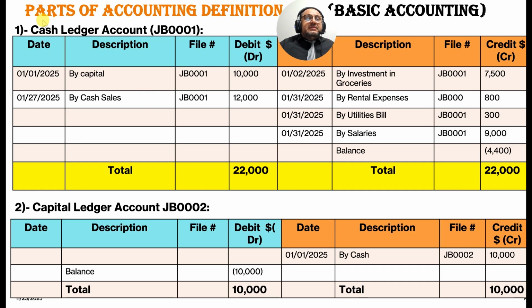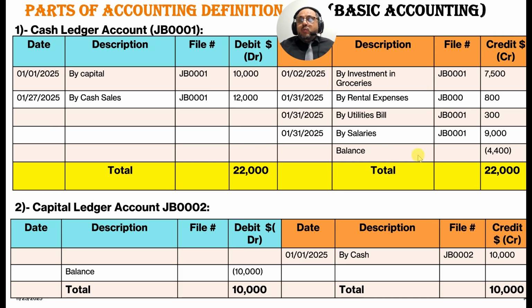Do not write here the same thing. Write the source, by which source it came. It came by capital, it came by cash sales, it came by groceries purchase, it came by rental expenses, and this by utility expenses, salaries expenses. So write the source here. Cash was credited. So here, this is not the exact amount. Here we just have 1, 2, 3, 4, four accounts, but they are less than 22,000.